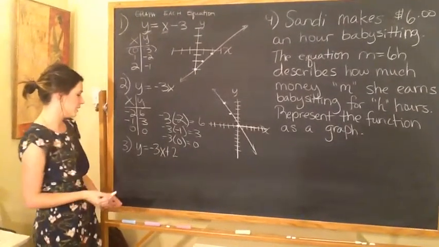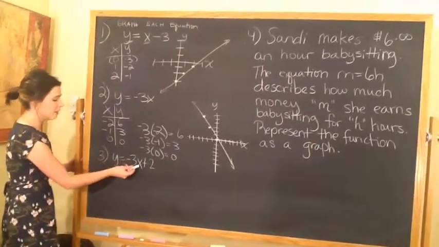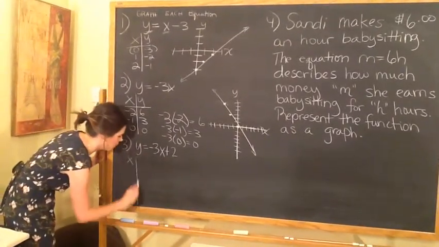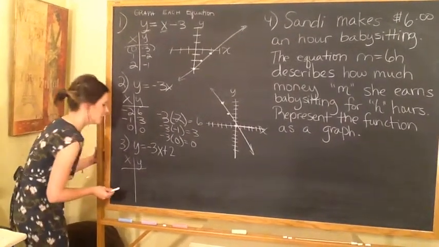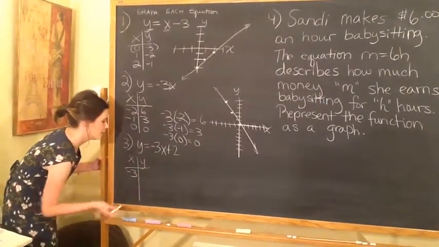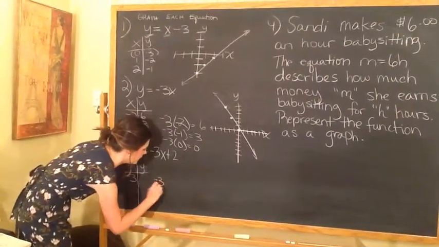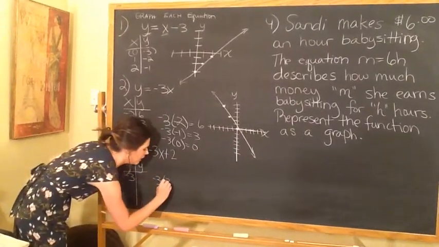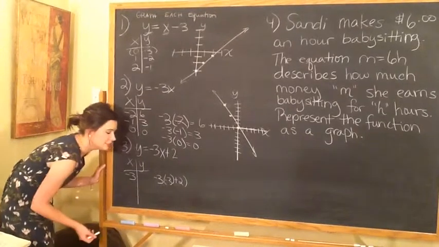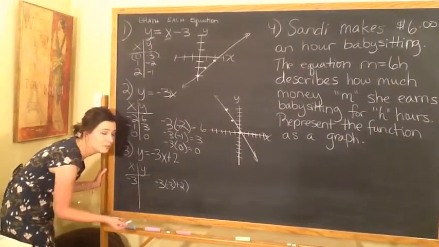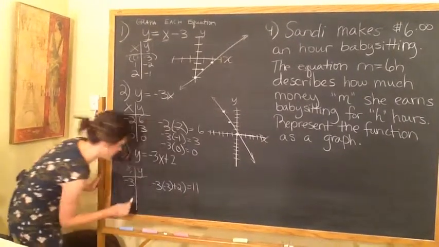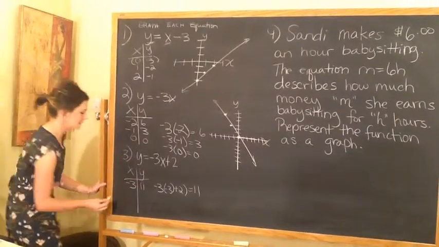Alright, third one, we have y equals negative 3x plus 2. So we're going to make an equation again. So x, y. I'm going to go ahead and plug in a negative 3. So if I plug in a negative 3, it's going to be negative 3 times negative 3 plus 2. So 3 times 3 gives us 9, and it's going to be a positive 9 because we have 2 negatives. 9 plus 2 is going to give us 11. So we're going to have 11 for our y-axis.